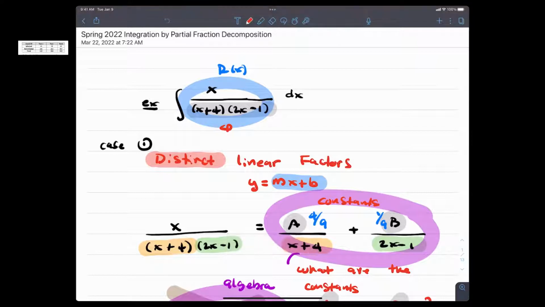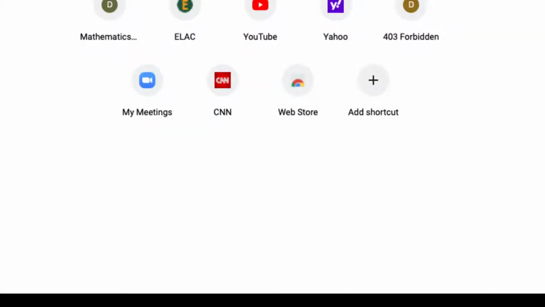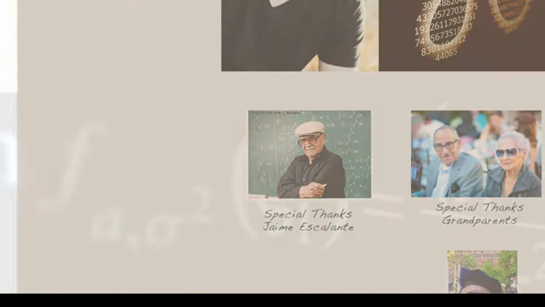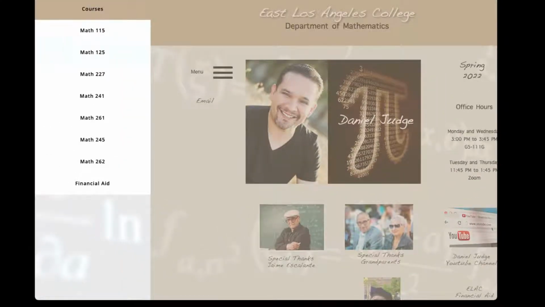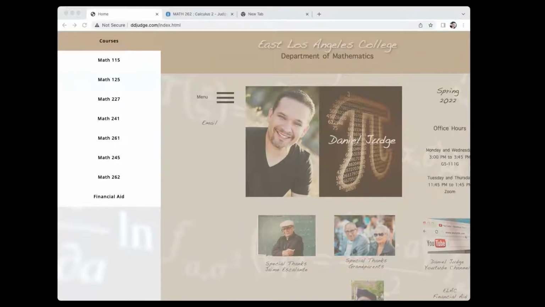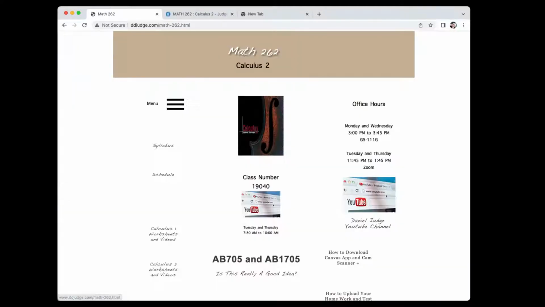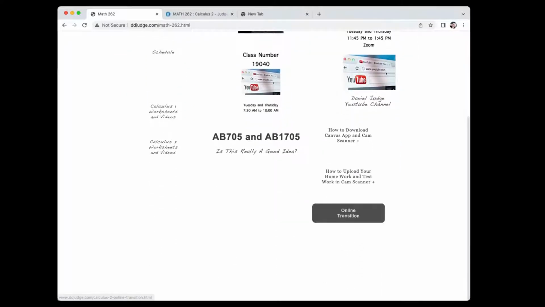Let's see what's going on here, and let's get to the web page. Let's scroll out. That's 262. All right, now let's go back to take a look at this here, right? We're looking at integration by partial fraction decomposition.